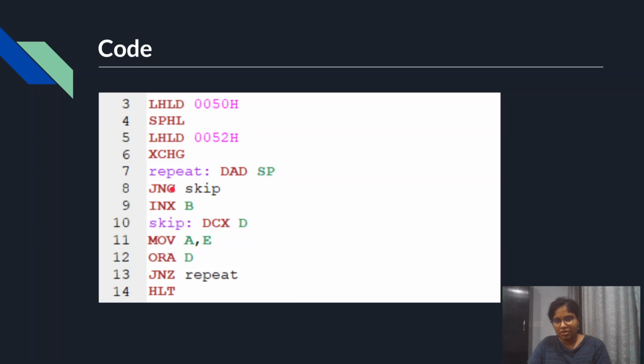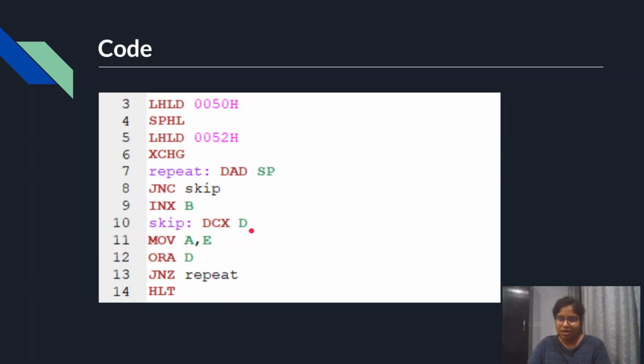This means that if there is no carry generated, the program will jump from line 8 to line 10, where you can see the skip label has been used to signify where the jump has to be executed. Thus, if there is a jump, the command INX B, which basically increments the value of the register pair BC, will be skipped. And if there is a carry generated, then the command will be executed and the BC pair will be incremented.